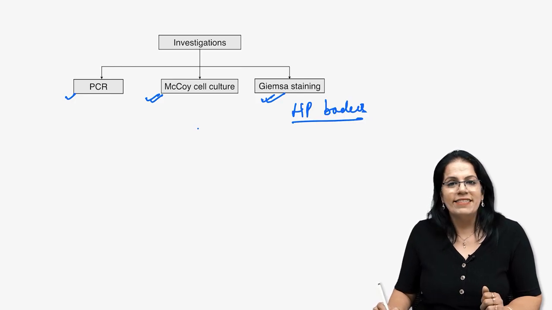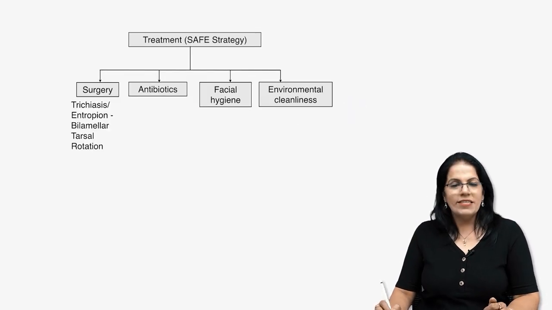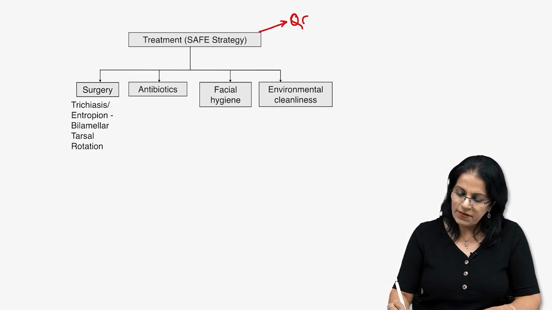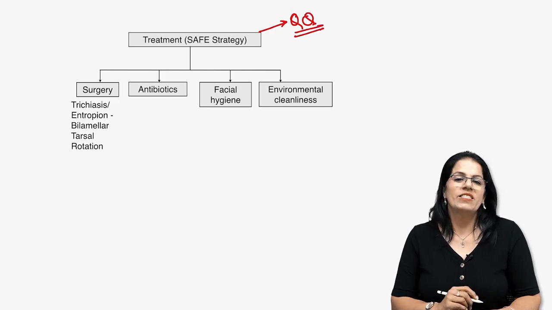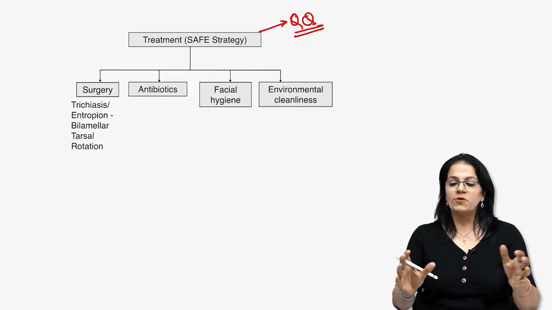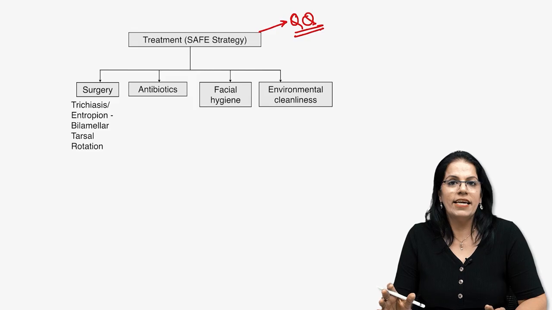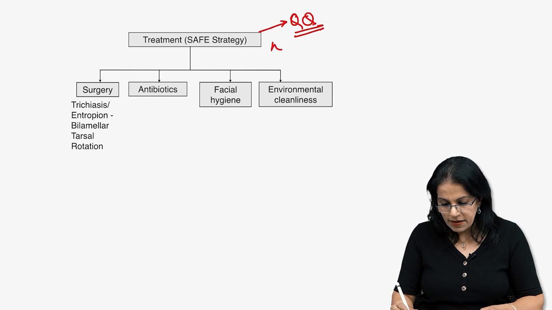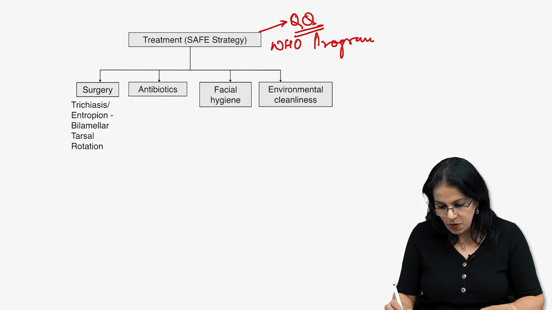Coming to treatment. So, everybody knows what is SAFE strategy. It's a repeated question in all the exams, even recently asked. So, SAFE strategy, please know, is a WHO program to control trachoma in any area. So, what does it stand for? Just be alert here.